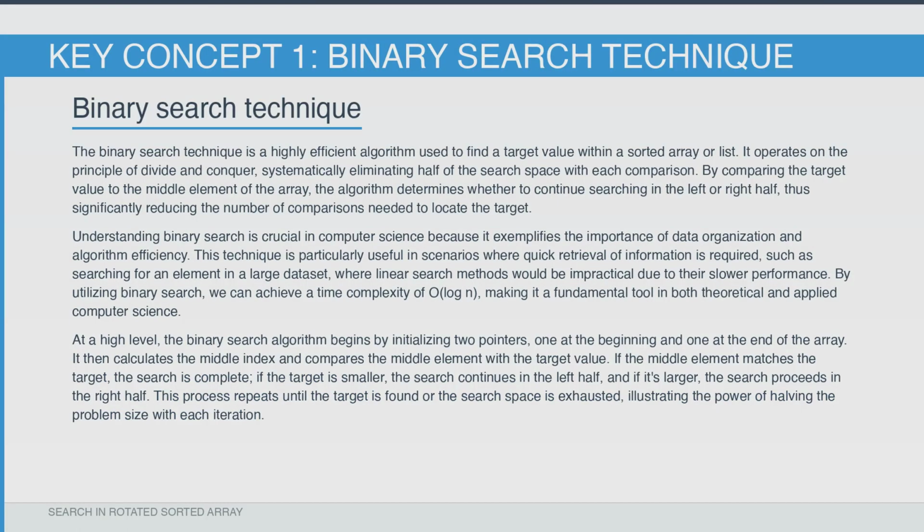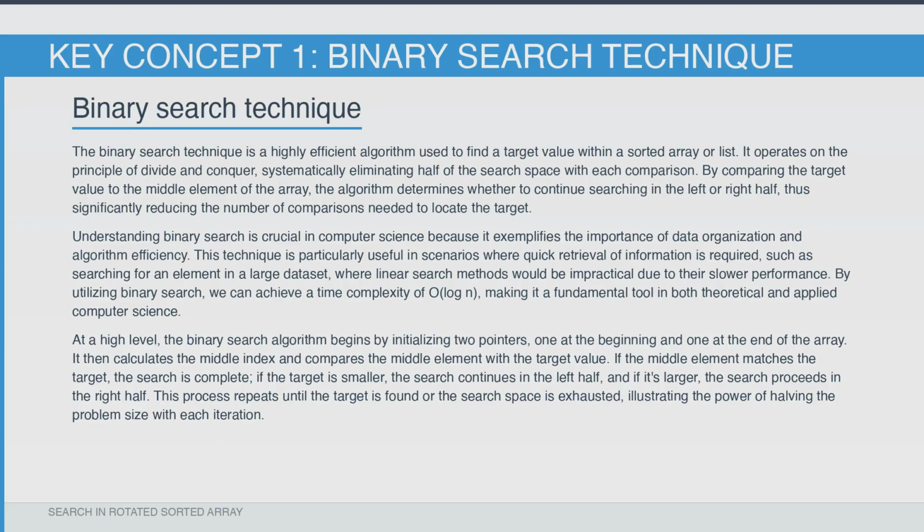The binary search technique is a powerful algorithm designed to find a target value within a sorted array. Imagine a book where you know the page numbers are in order. Instead of flipping through each page one by one, you can open it to the middle, check if the target page is higher or lower, and then decide which half to search next. This is the essence of binary search. It systematically eliminates half of the potential candidates with each comparison.